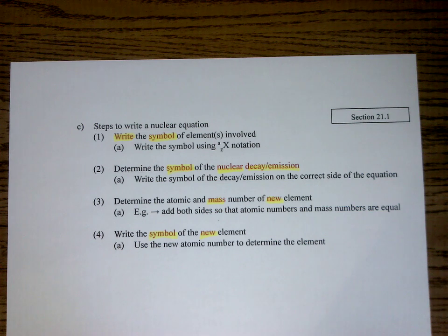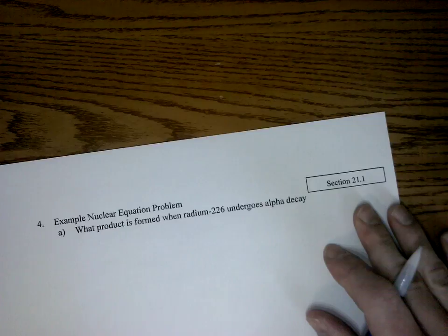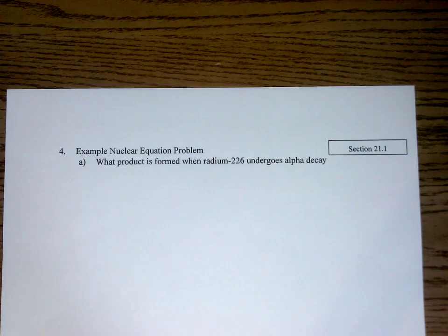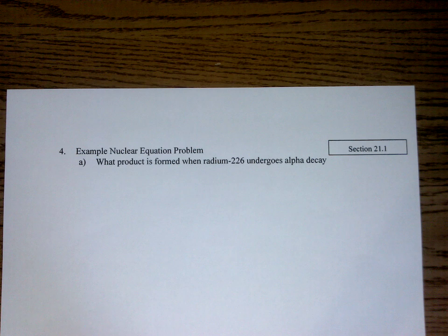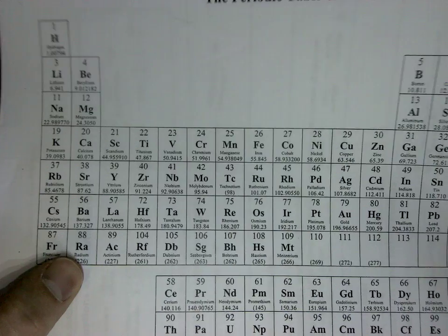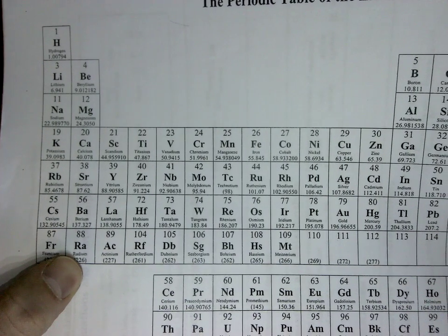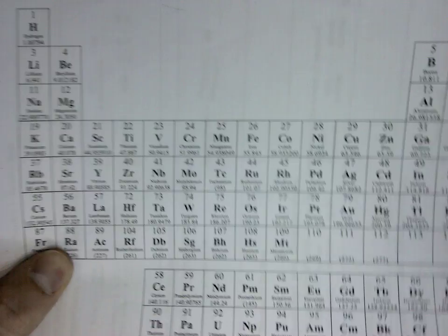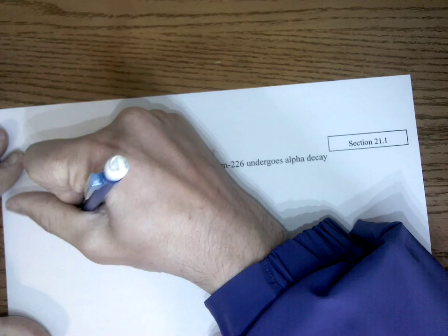Okay, so the best way to go through this is just through an example. All right, so our example says: what is the product that is formed when radium-226 undergoes alpha decay? Okay, a couple of things here. I'm just going to grab a periodic table, and the first thing is I'm going to find radium. Radium is written right here, and I want to write the symbol down, so that is Ra.